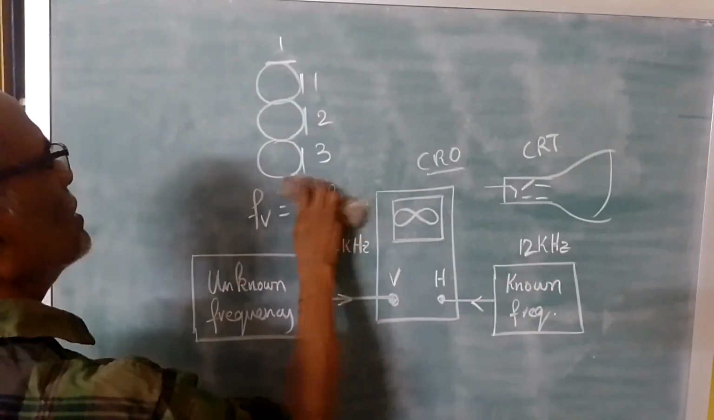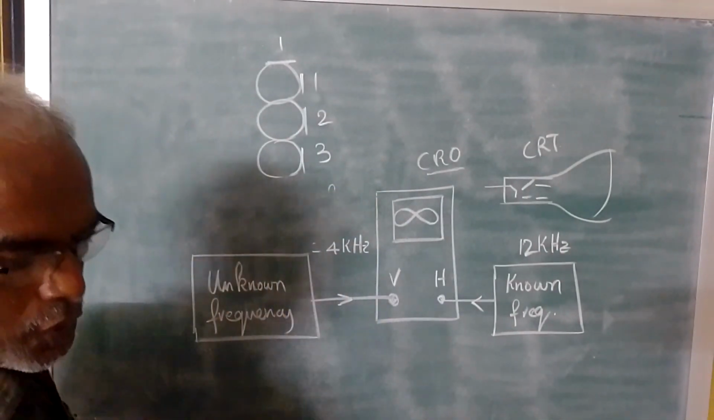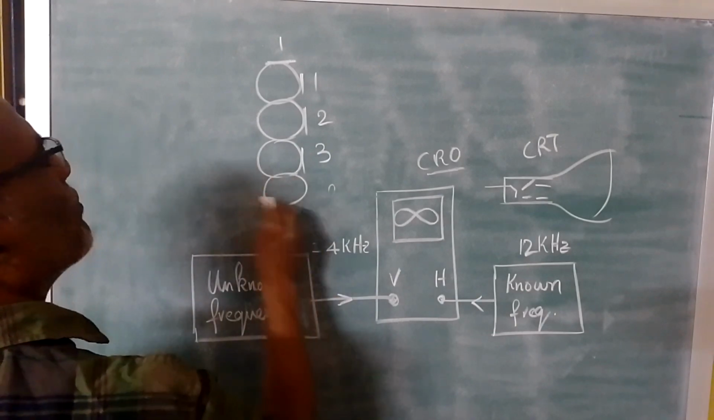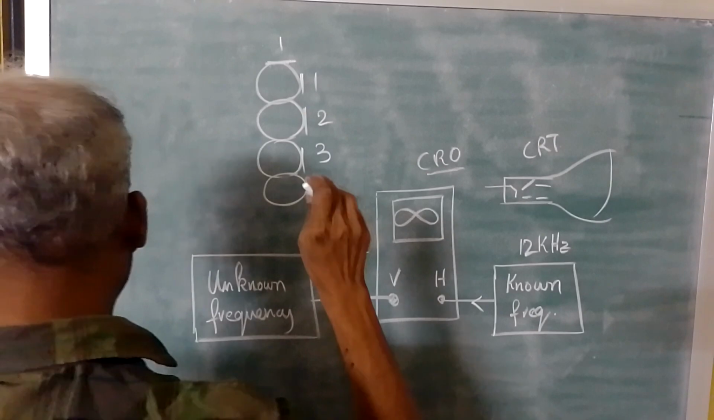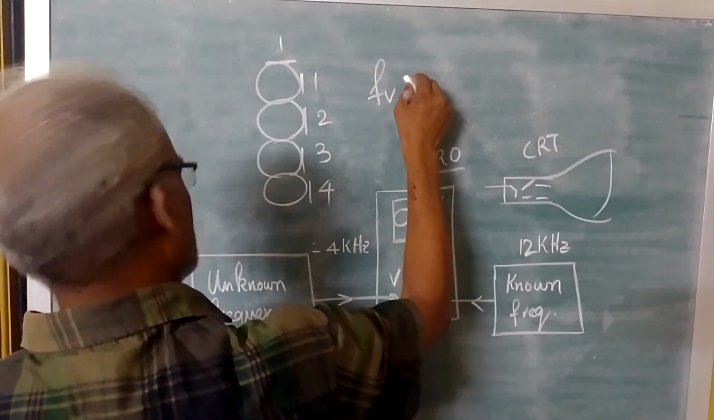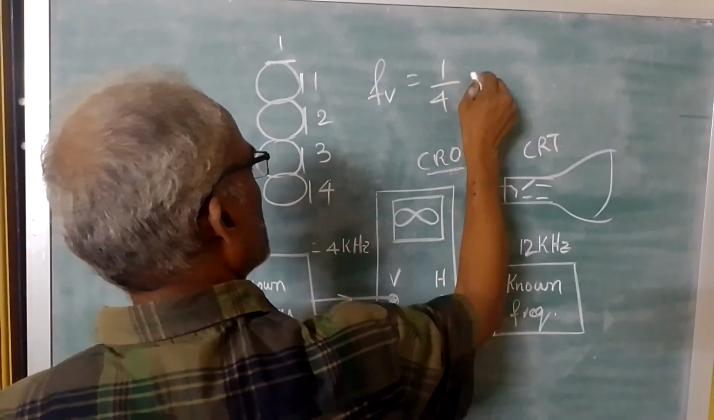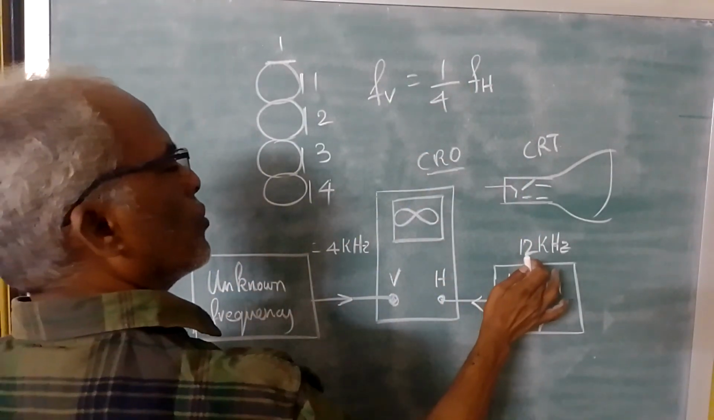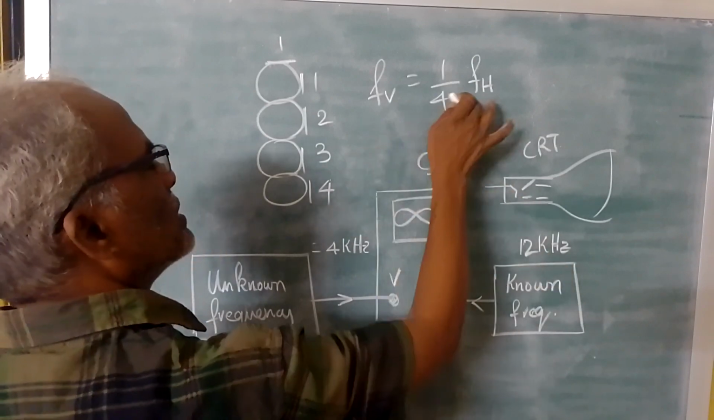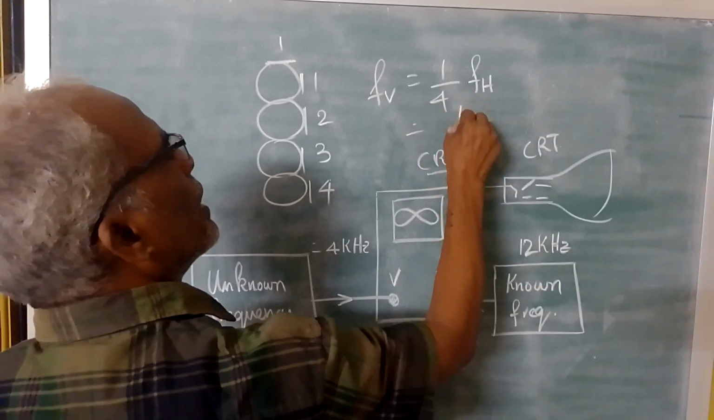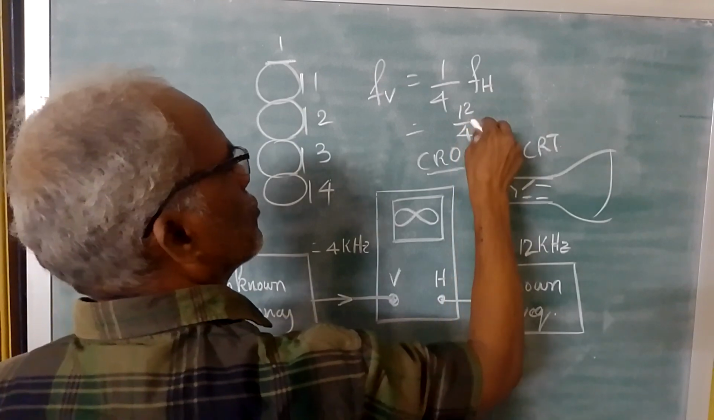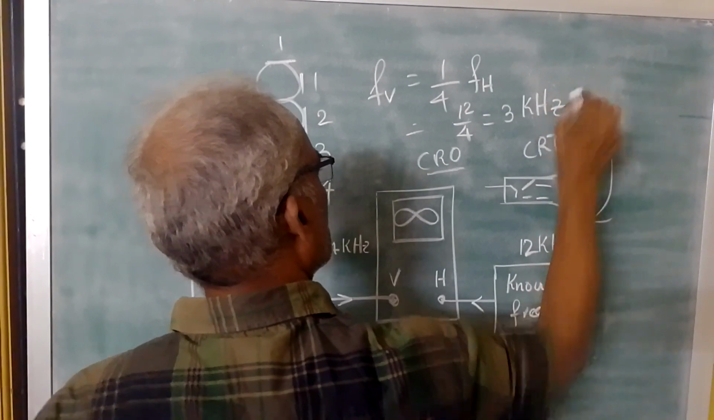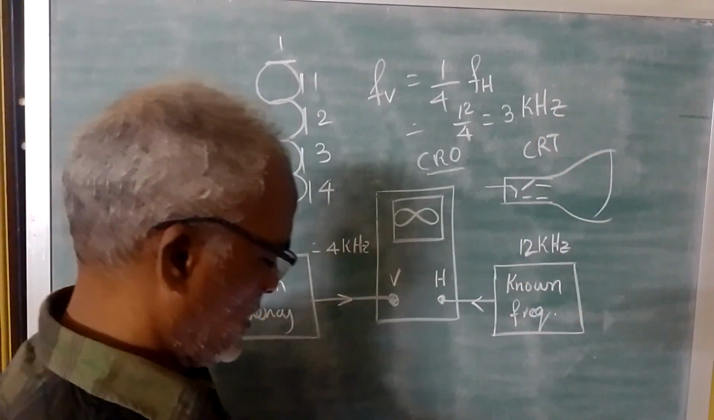Okay. Next, if you have a 4 loop like this, say I am having 4 vertical loops. In this case, vertical frequency is equal to 1 by 4 horizontal frequency. So now the known frequency is 12 kilohertz. So in this case, what will happen? 12 by 4, 12 kilohertz by 4. So you will be getting 3 kilohertz. So the unknown frequency is 3 kilohertz.